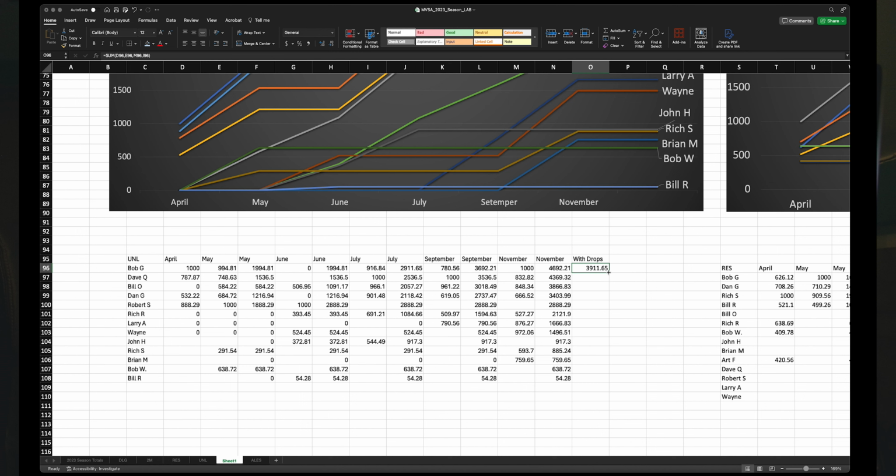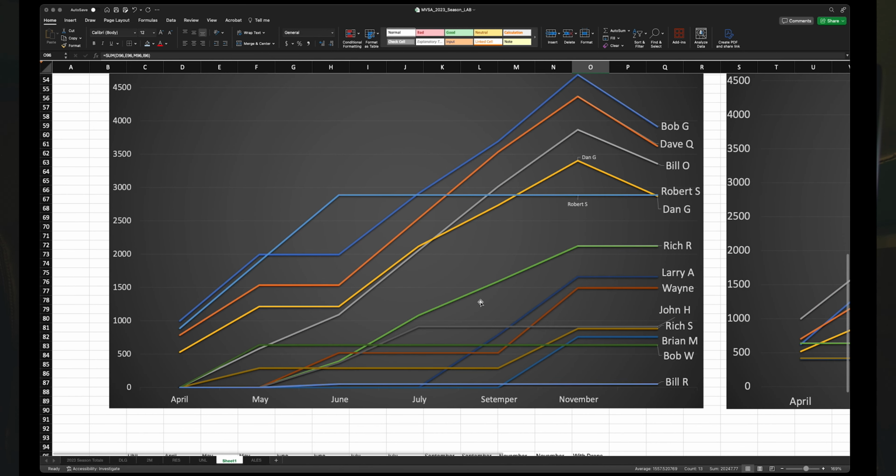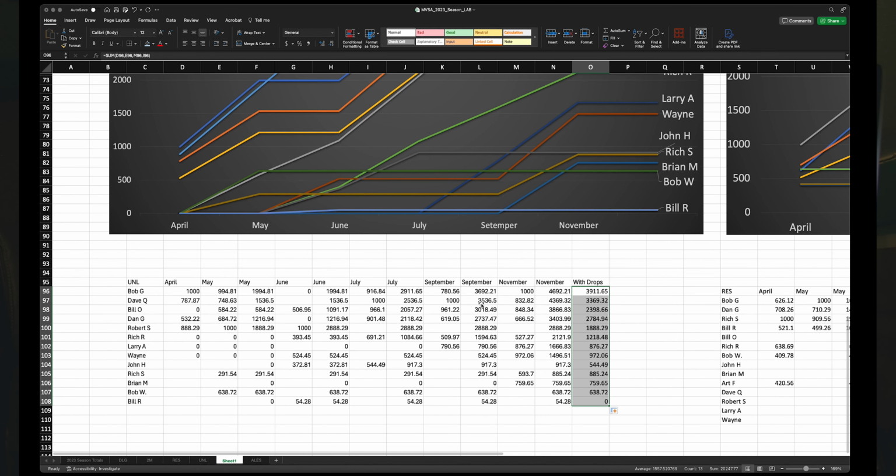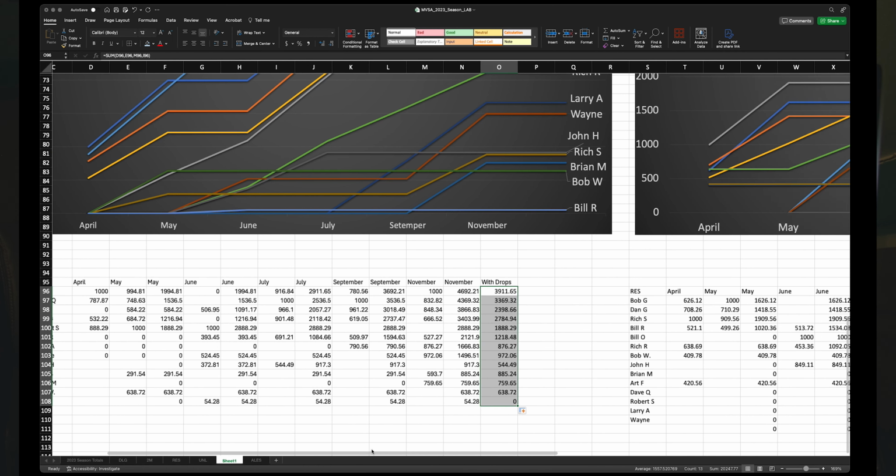I think I have this correctly. We'll see if this changes it here. I think they're all incorporated anyway. They come off of a different sheet.